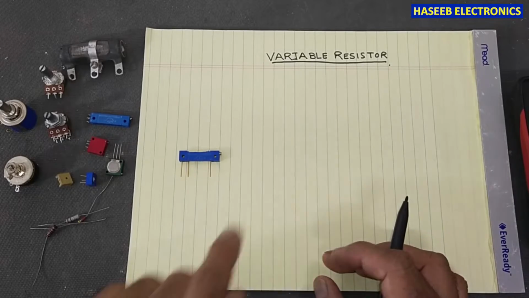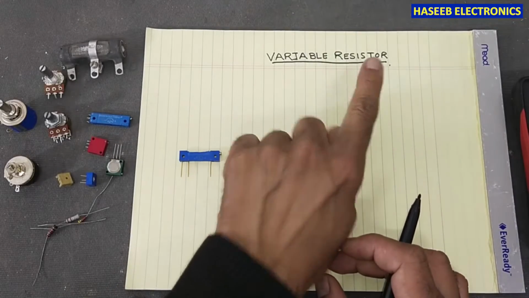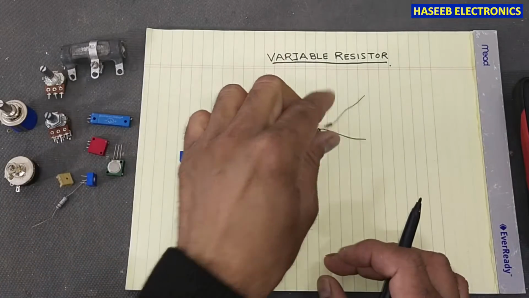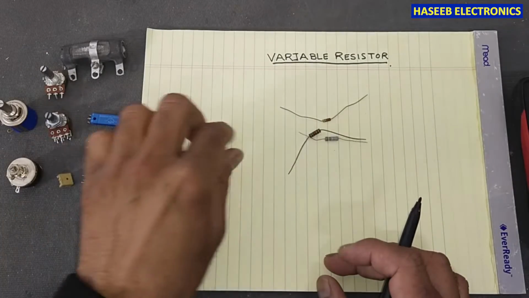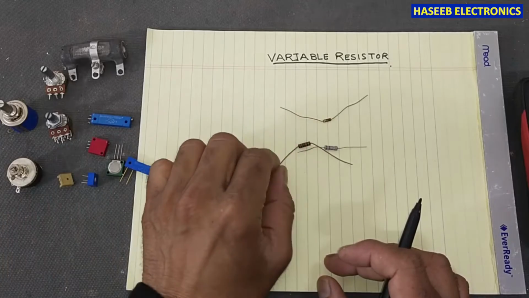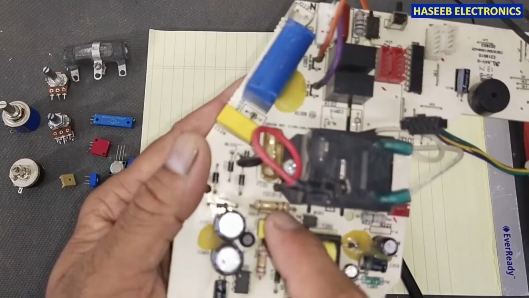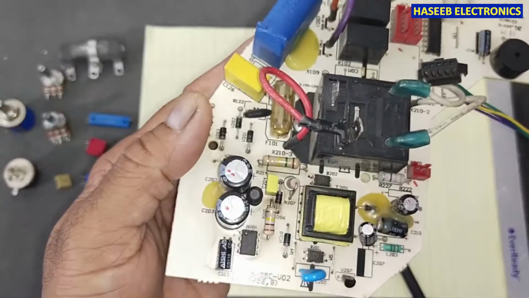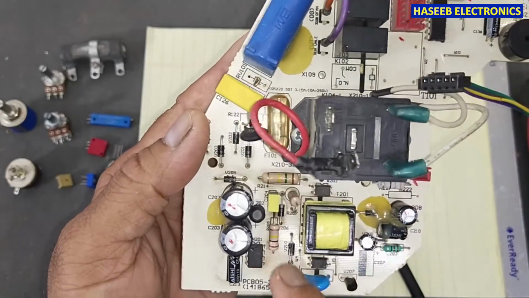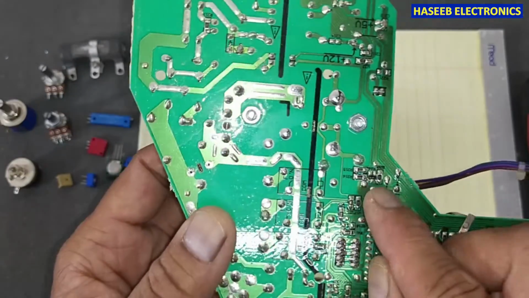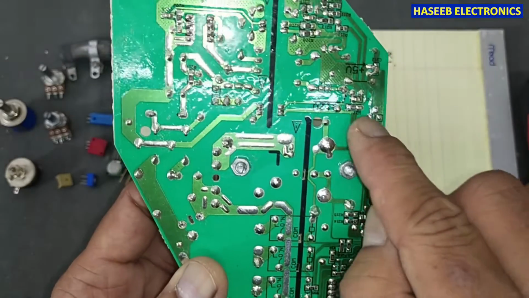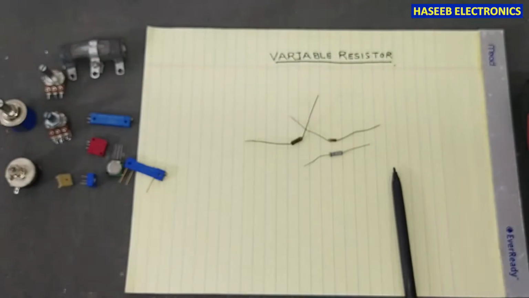In this session we will see variable resistor. What is a resistor? When we see electronic circuits, electrical circuits, we see components like this, small, large, and we also see small components here. These are called resistors.